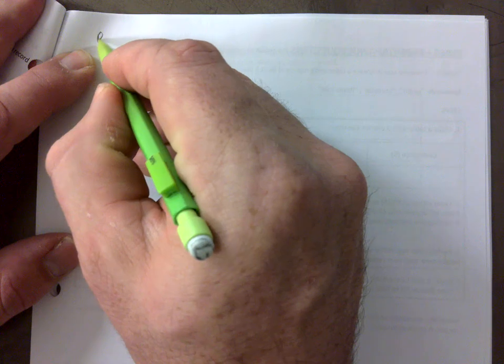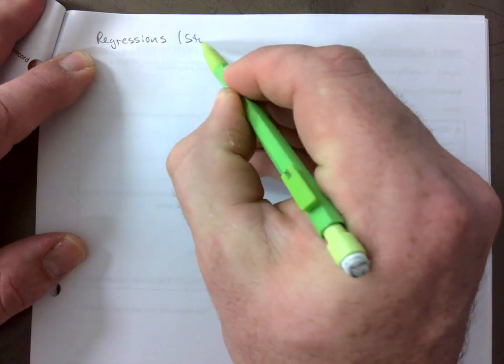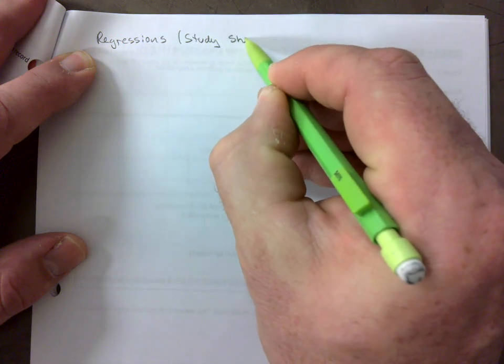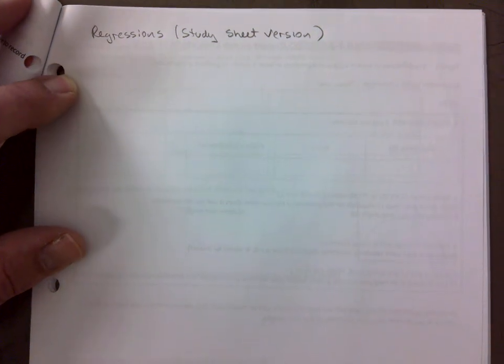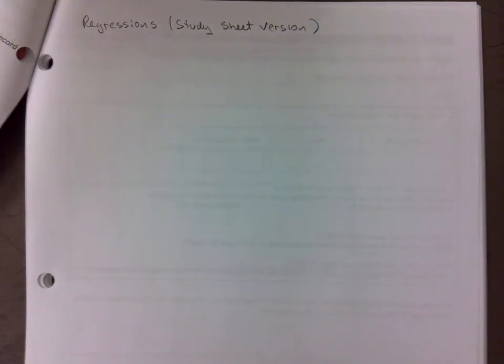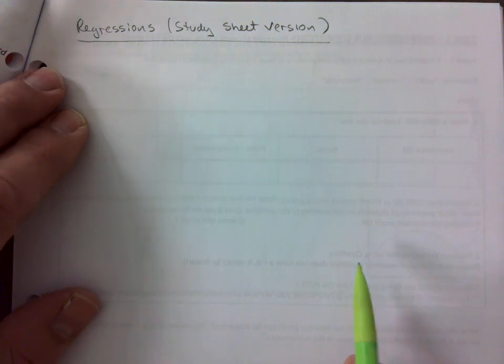So here we go. Let me just close a few things here. Seems a little sluggish today. Okay, so here we go. Regressions. Study sheet version. I can zoom in a bit more. And so it's going to be smaller on purpose, okay?